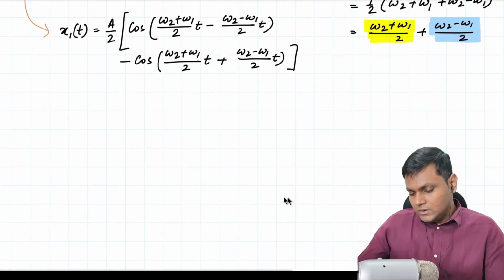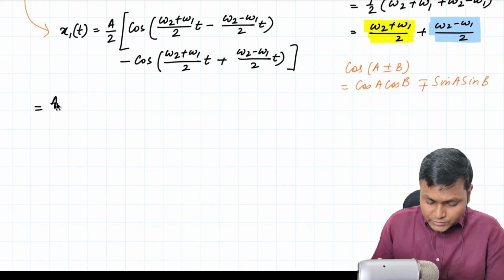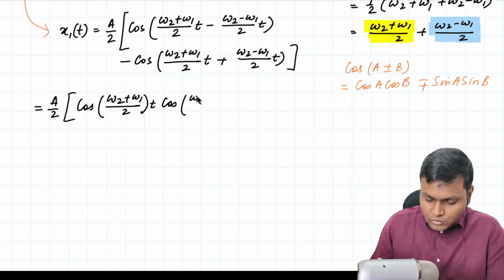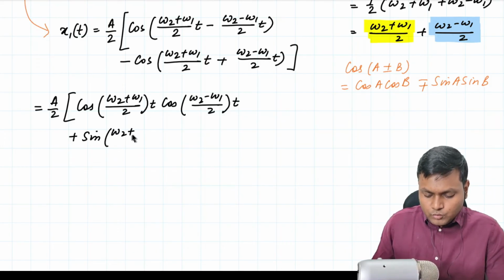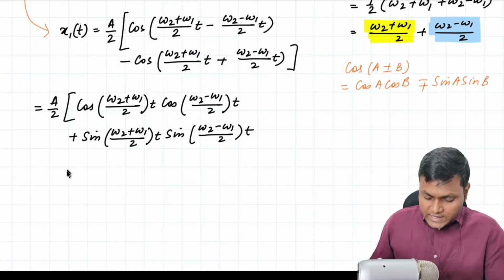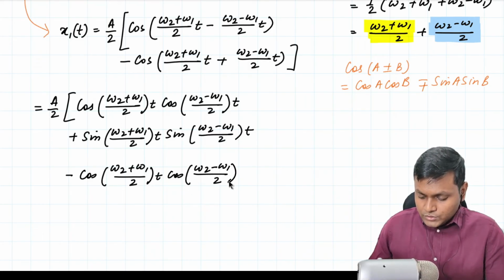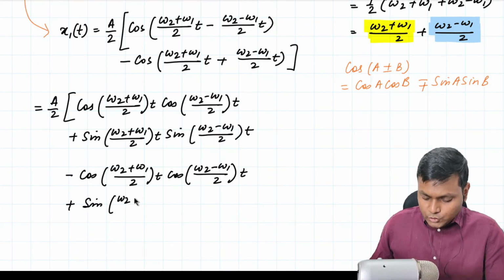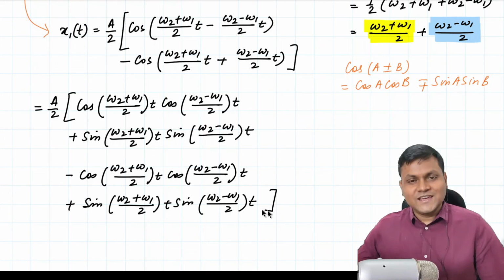Now, what is cos(a plus b) and cos(a minus b)? Well, it is nothing but the expression here. So if I write down the entire expression, this becomes cos((omega 2 plus omega 1)/2 t) cos((omega 2 minus omega 1)/2 t), plus sin((omega 2 plus omega 1)/2 t) sin((omega 2 minus omega 1)/2 t) for the first expression. And for the second expression, I'll get minus cos((omega 2 plus omega 1)/2 t) cos((omega 2 minus omega 1)/2 t), and minus minus plus sin((omega 2 plus omega 1)/2 t) sin((omega 2 minus omega 1)/2 t). Now you might be wondering why we are doing this. I'll come to the results in just a moment.